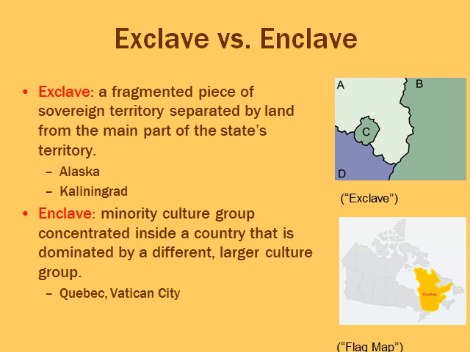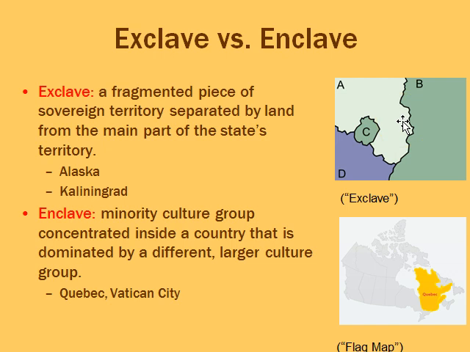Pretty self-explanatory. Now, these are some terms that we don't have in the textbook. Exclave and enclave. An exclave is a piece of a country that is separate from the other part of the country. So for example, Alaska. Alaska is a part of the United States. It doesn't touch another part of the United States. It touches Canada. But that is an exclave. Kaliningrad, which I believe is what this image is talking about. So Kaliningrad is right here. It's an area of Russia, but it doesn't touch Russia. There's another country in between. That's an exclave.